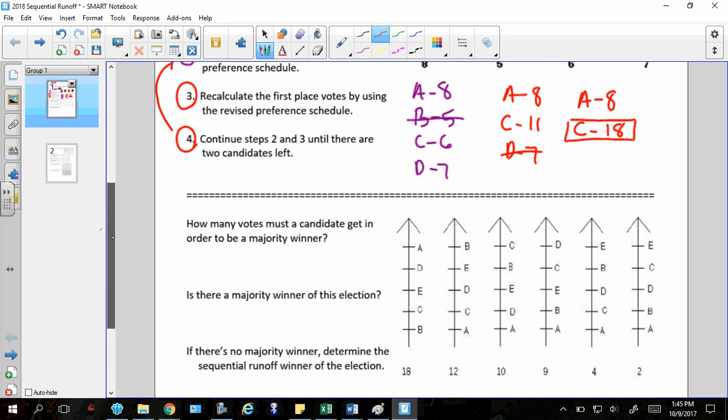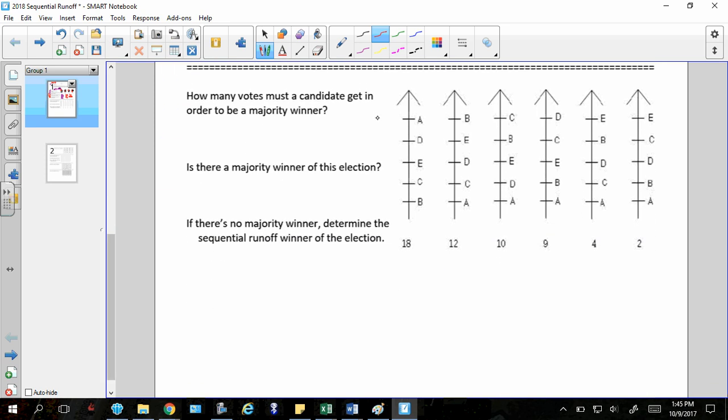All right, so here's our next question here. It says, how many votes must a candidate get in order to be the majority winner? I'll let you guys figure that out. That's from another video. All right, we're just going to go ahead and dive into the sequential runoff. All right, so we have A, B, C, D, and E. These are my candidates.